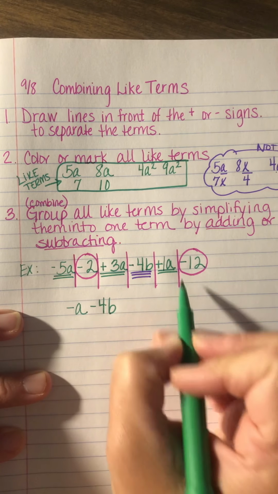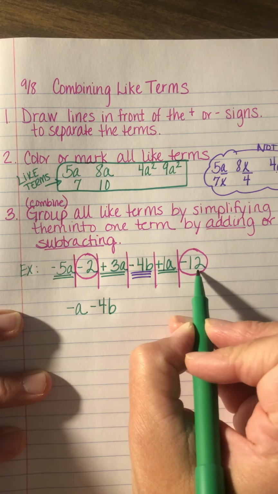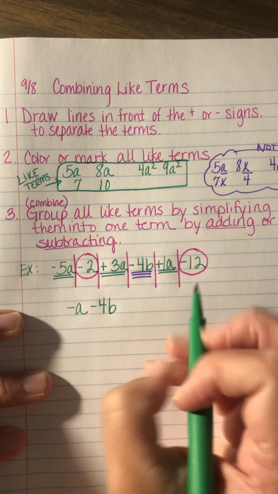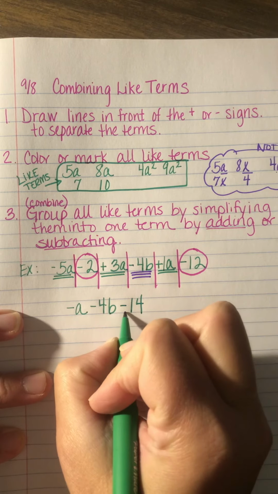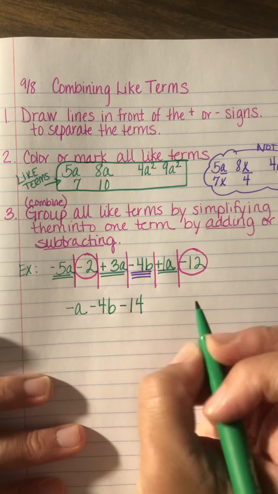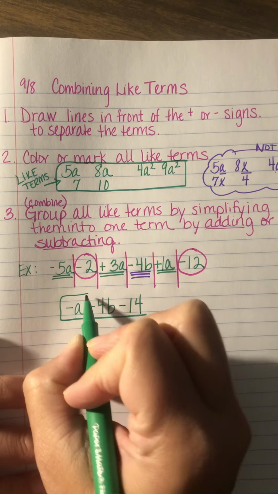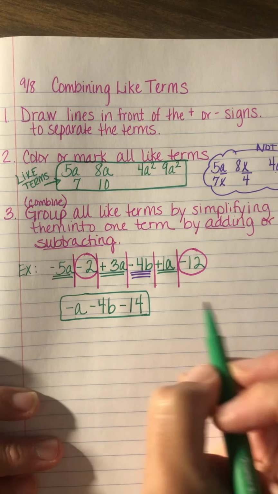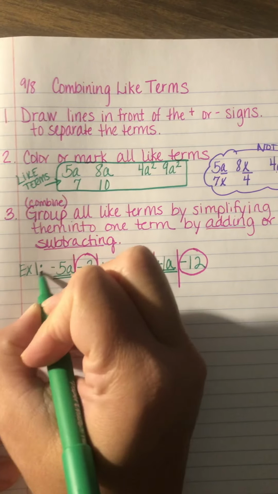And then I'm going to lastly look at my constants. Negative 2 minus 12 would be negative 14. And so remember the sign in front of it goes with it. This would be our final answer. We cannot combine anything else because they're not like terms. So we'll call that example 1.